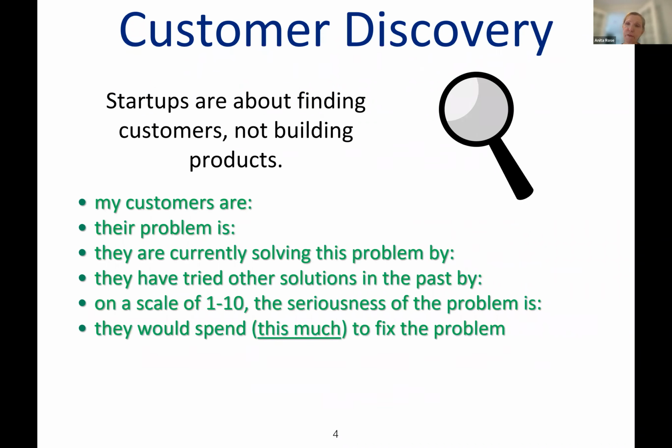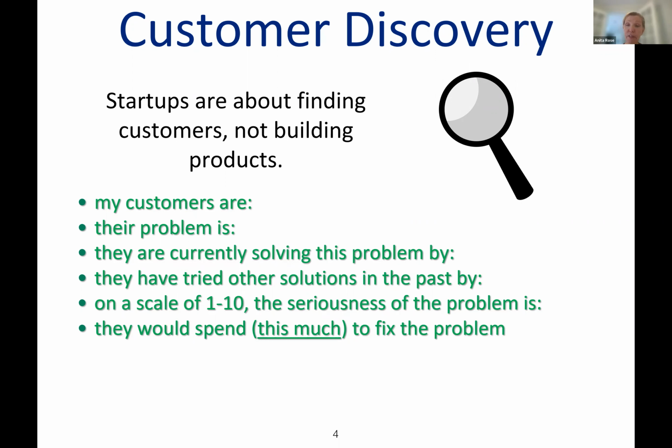So what we're looking for you to do, and this ties in with the assignment for this module, is you're going to be answering these questions. My customers are who? We're going to take a good close look at who they are. We're going to be very descriptive and come up with a persona that explains who they are. And their problem is what? What is their problem? What problems are they encountering that perhaps you may be able to assist them with?